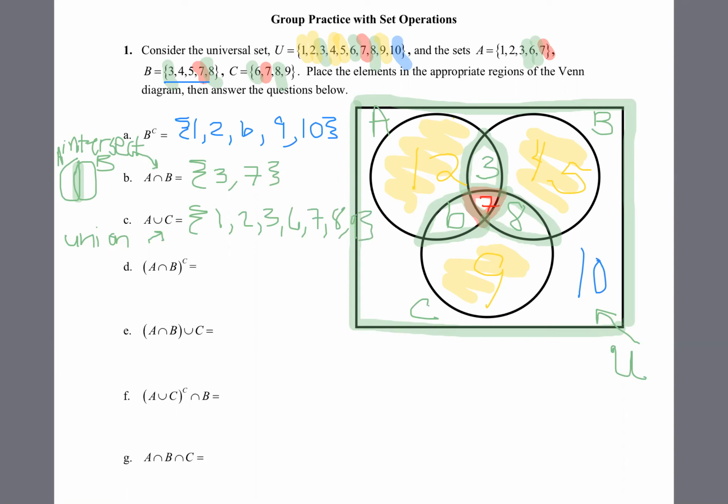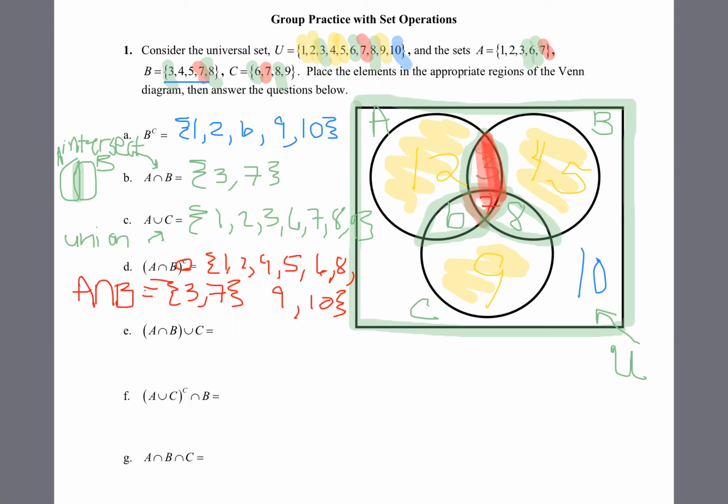Okay. All right. Now we can start to answer some of these other questions. So this is A intersect B complement. So let's first look at what was A intersect B. It was 3, 7. So the complement is everything else. So the complement is 1 through 10 without 3 and 7. So 1, 2, 4, 5, 6, 8, 9, 10. It's the other 8 numbers.